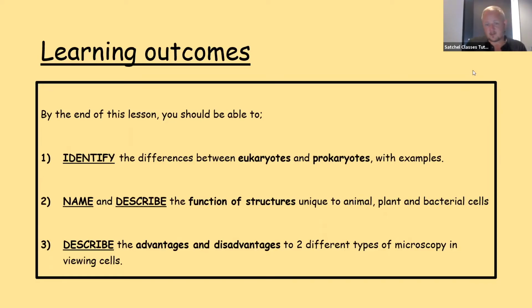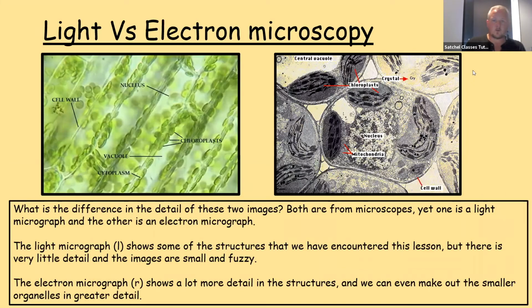Final point, describe the advantages and disadvantages of two different types of microscopy when viewing cells. So what we've got here are two different pictures. We've got a light micrograph, which is a picture taken under a microscope, and we've got an electron micrograph. The light micrograph is on the left, the electron micrograph is on the right.